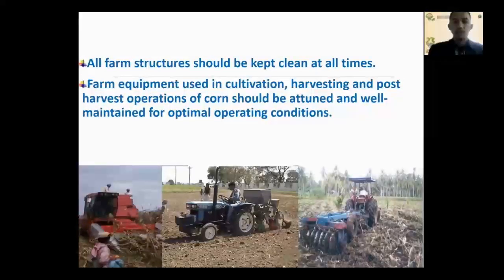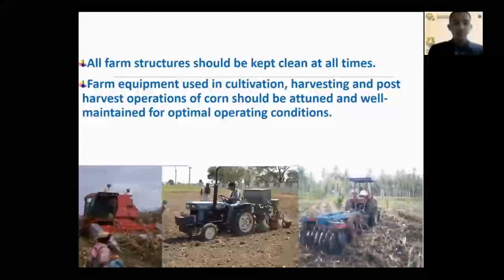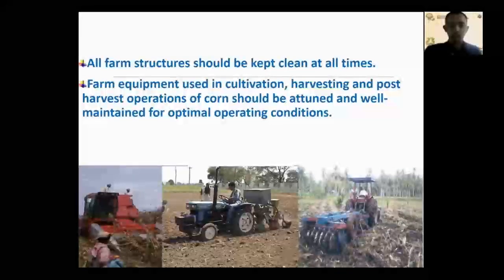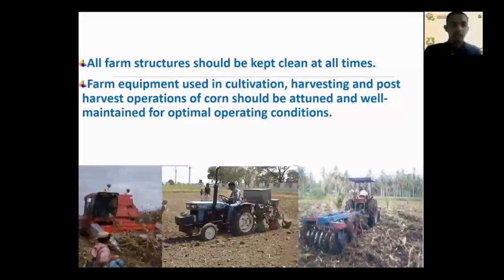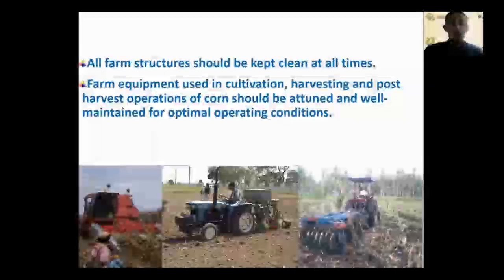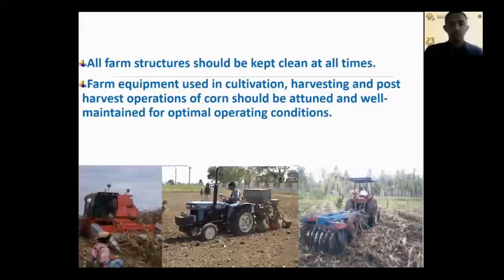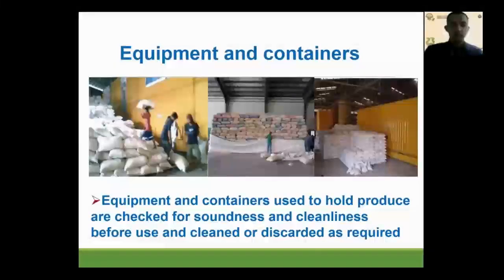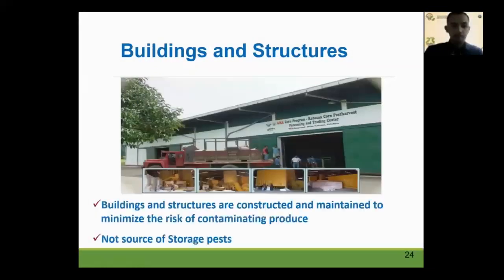All farm structures should be kept clean at all times. This is true because it may become a potential breeding place of pests. And farm equipment used in cultivation, harvesting, and post-harvest operations of corn should be attuned and well-maintained for optimal operating conditions. For equipment and containers, when used to hold produce, they must be checked for soundness and cleanliness before use and cleaned or discarded as required. Buildings and structures should be constructed and maintained to minimize the risk of contaminating the produce and not be a source of storage pests.